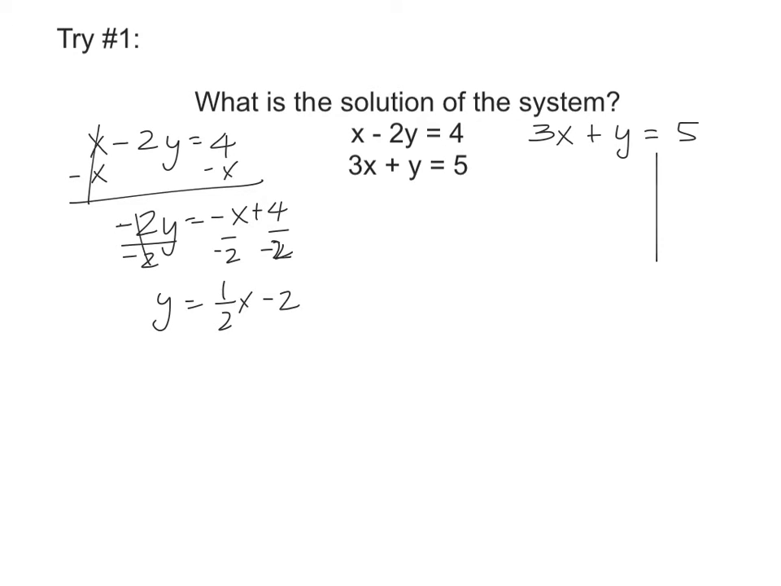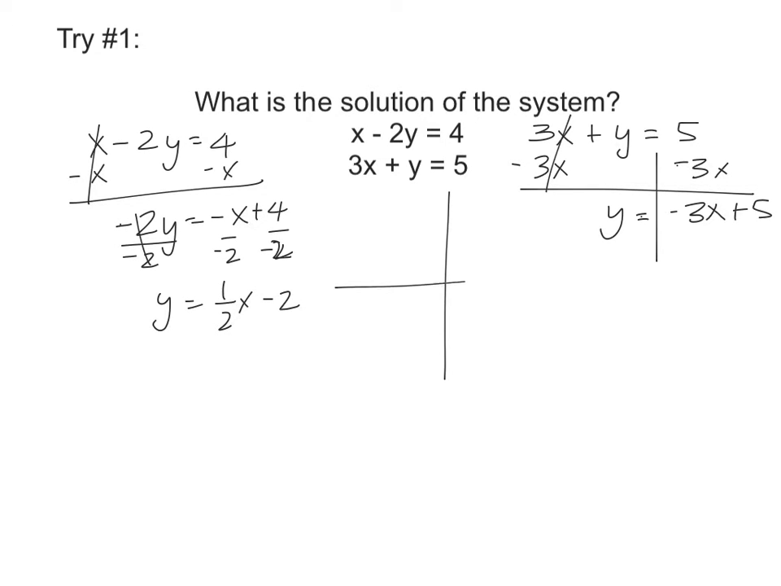Second equation, again I want y by itself, so I'm going to subtract 3x on both sides. So y will equal negative 3x plus 5. And now we're going to graph. Again, I'm going to try and put as many points on one line as I can. So let's make this first line our pink line. And so we're going to start at negative 2 and move up 1 to the right 2, up 1 to the right 2, and I'm going to do that one more time, up 1 to the right 2.